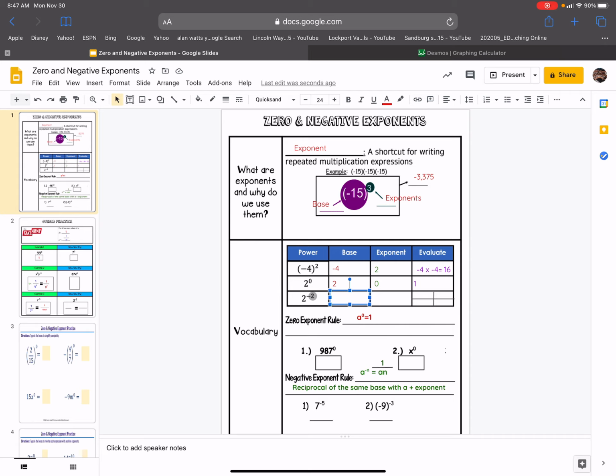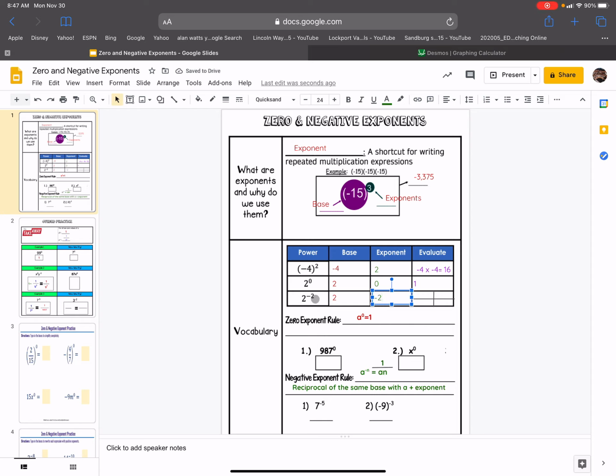Okay? And then we're going to talk about what happens when I have a negative exponent. So 2 to the negative second. Notice my negative sign's held on to the base here, but here it's held on to the exponent. So let's talk. What is my base? My base is 2. And what is my exponent? It is negative 2.